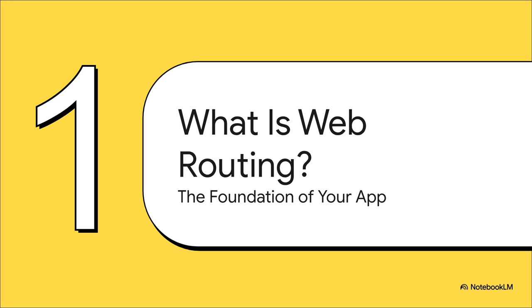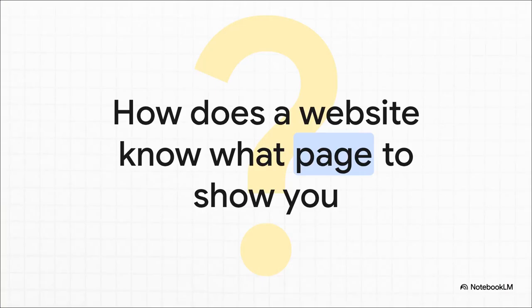Okay, so first things first. What exactly is the system that acts like a GPS for your application? Think about it. When you click a link on a website that takes you to a URL ending in, say, /about or /profile, how in the world does the server on the other end know which piece of content to send back to your browser? It's not magic, right?